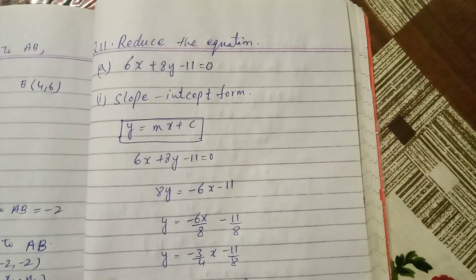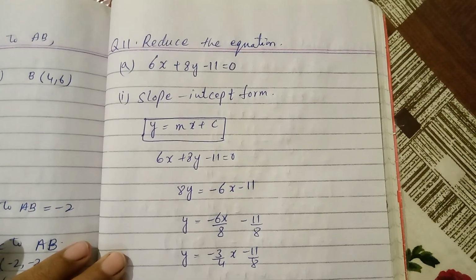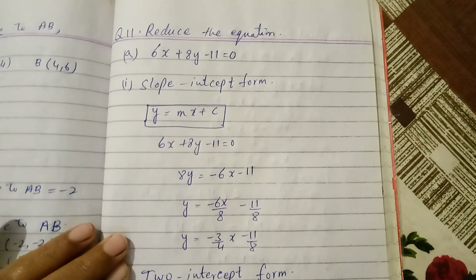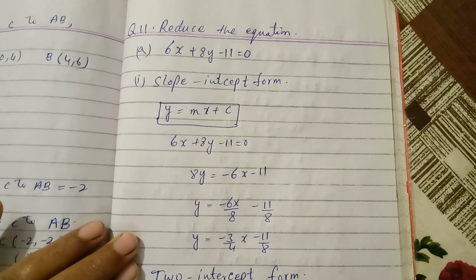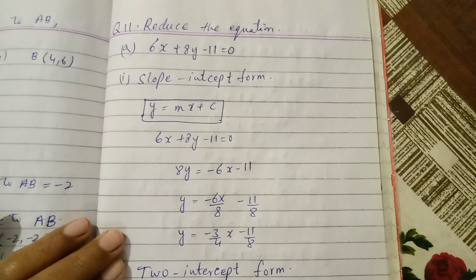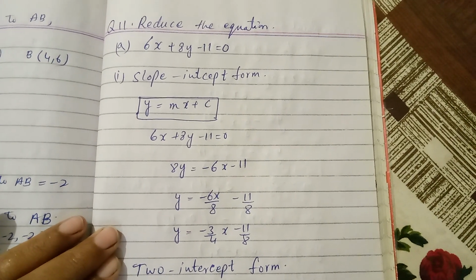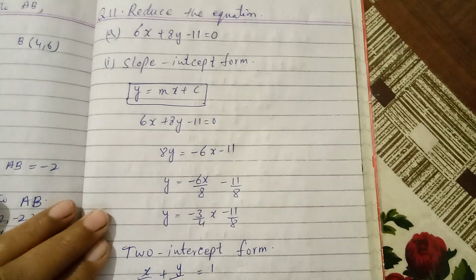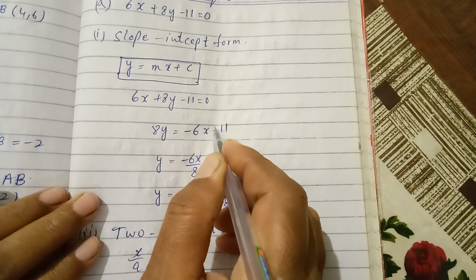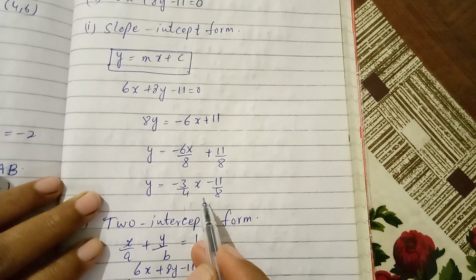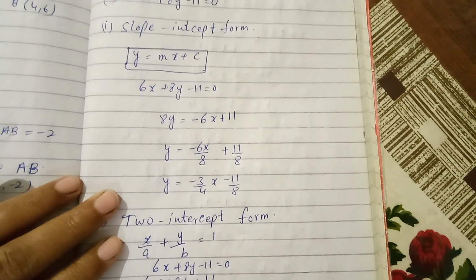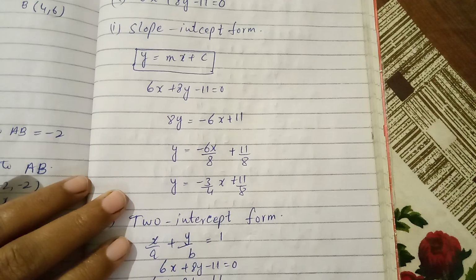Now question number 11. An equation is given and we have to reduce it to the different forms. Equation part 1 is given: 6x plus 8y minus 11 equals 0. First form is slope intercept form, that is y is equal to mx plus c. So the equation given is 6x plus 8y minus 11 equals 0. So we have to change the side, it will become plus 11. So it will become y is equal to minus 3 over 4 x plus 11 over 8.